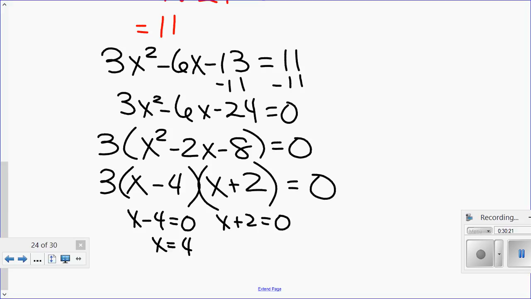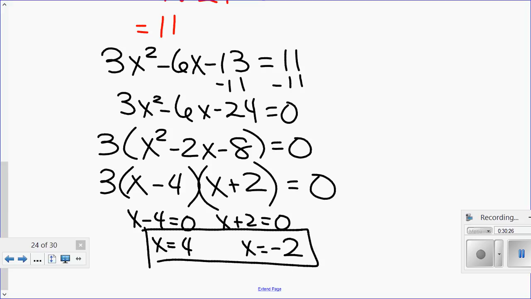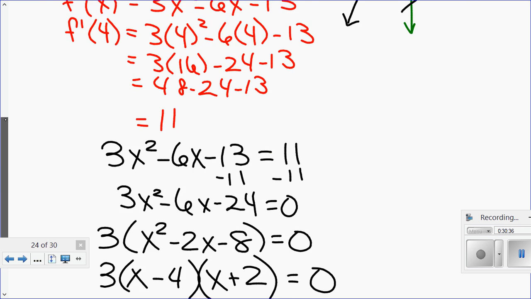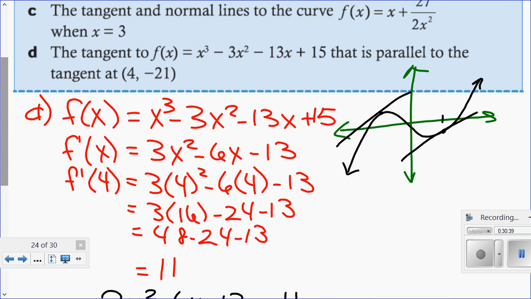So the 2 points where the slope is 11 are when the function is at x equals 4 and when x equals negative 2. Agreed? Which point were we given? When x equals 4. Right? So the parallel line must go through when x equals negative 2. Okay? So the other point is negative 2, something. We have to go find the something now.